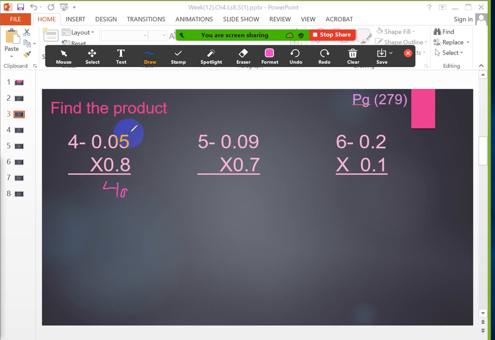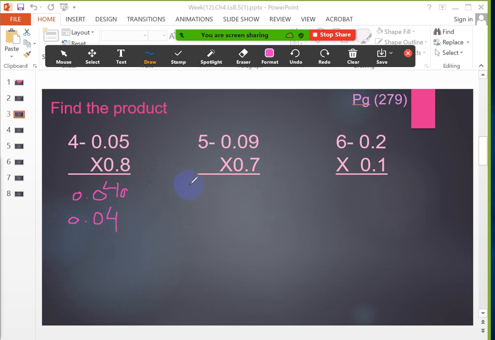It will be 40. 2 digits right here, 1 digit here. So I have 3 digits. Not enough, as you said. I have only 2 digits in the product. So I will fill the third one with 0 and put the decimal point, so the answer will be 0.40 thousand, or I can write it like this, 0.4 hundredths. Okay. Now what about number 5?